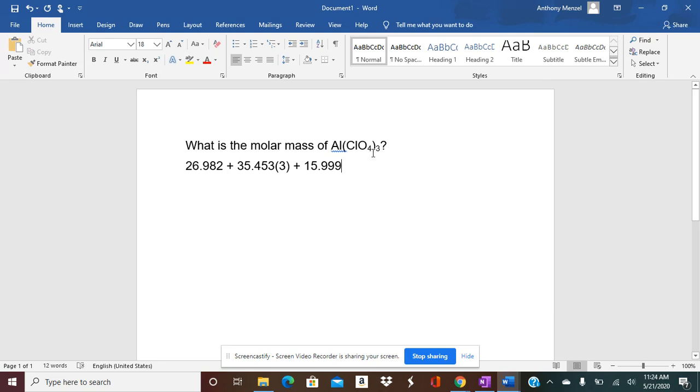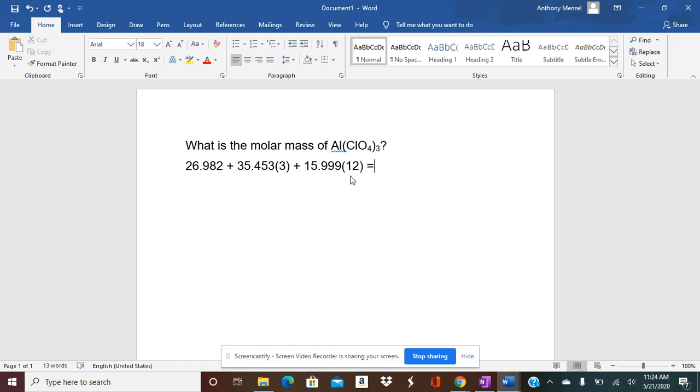How many oxygens do we have? Within the parentheses, we have 4. Outside the parentheses, we have 3. Because we multiply when we have parentheses, that's 12. 4 times 3 is 12. And because it's the same element, we're going to multiply the molar mass of the oxygen, 15.999, times the 12.